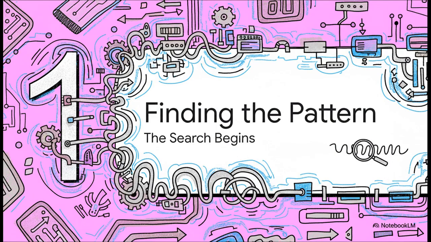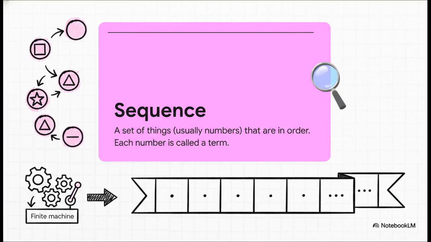All right, our search begins. How do we even start to find a pattern like this? Well, our first instinct is almost always to look for some kind of math formula. First, let's just get our terms straight so we're all on the same page. A sequence is really just a list of numbers in a specific order, and each number in that list is called a term. So for our mystery sequence, the first term is 0, the second is 1, the third is also 1, and so on.